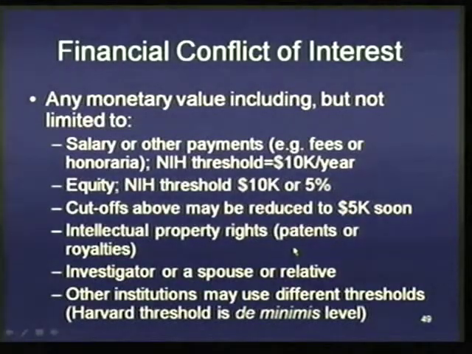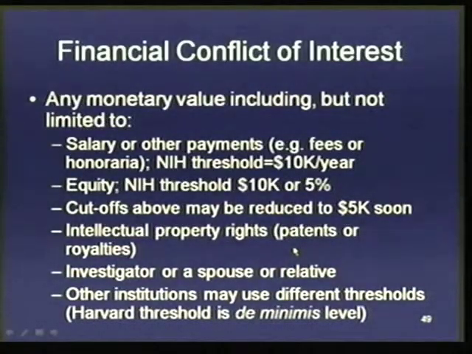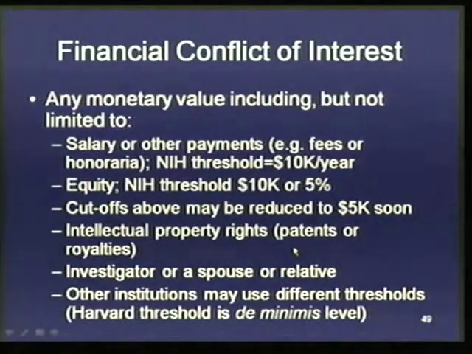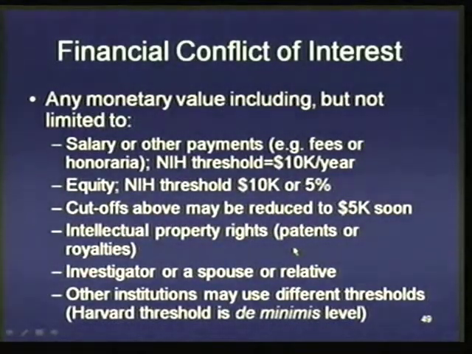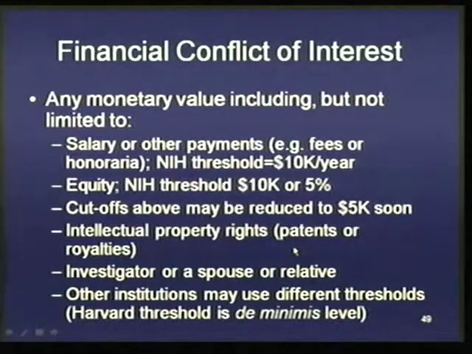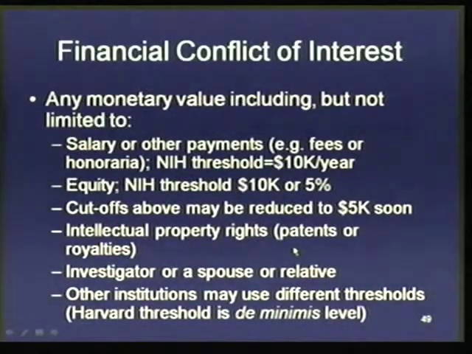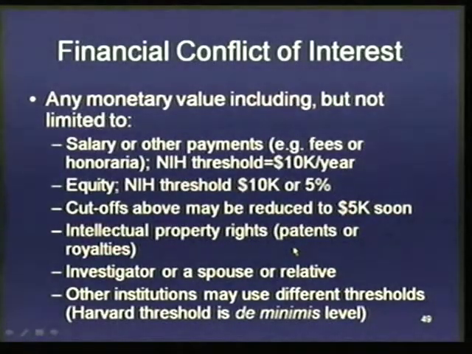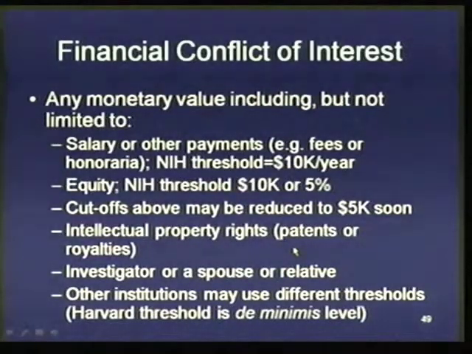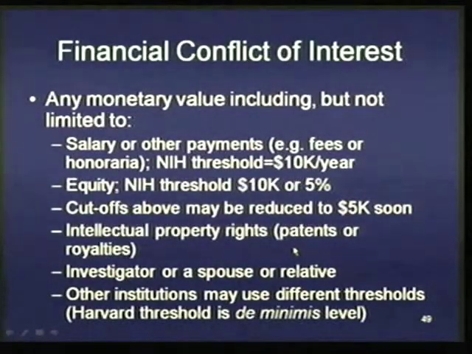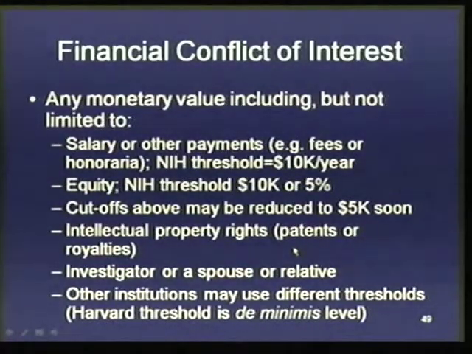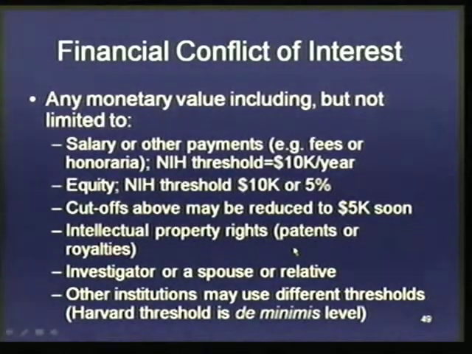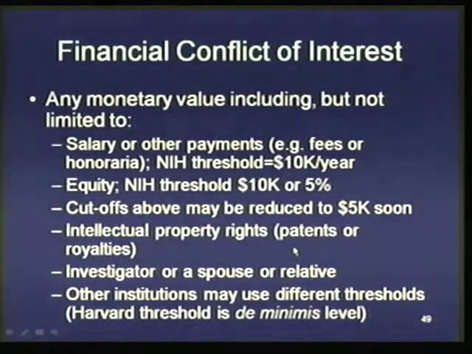And generally, the threshold that the NIH has used is if you get $10,000 a year or more. So if I serve on a study section, I give occasional talks at different universities, I may even give occasional talks to pharmaceutical companies, I make a few $100s here, $1,000 there. If it doesn't add up to $10,000, I can check off no conflict of interest. Also equity. And here again, for equity, the limit is $10,000 or 5% of the shares.